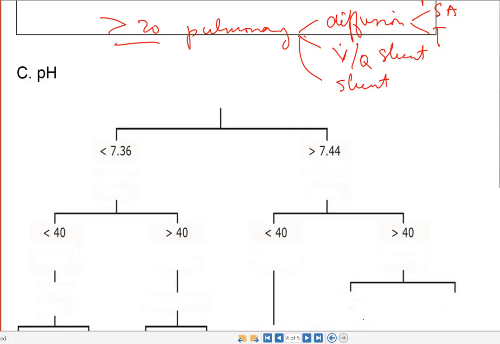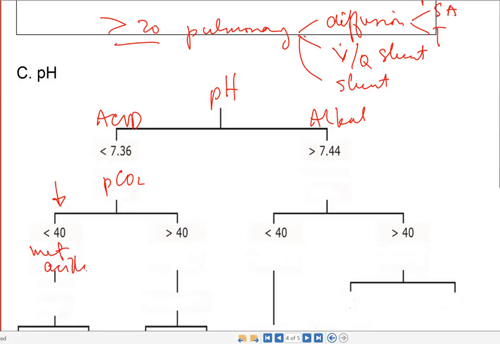Acid base is also determined, so we always, as a matter of convenience, start with pH. So that's going to either give us an acidosis or an alkalosis. After that, it's easiest then just to look at the CO2, because if the CO2 is low, then that's going to be a metabolic acidosis. If the PCO2 is elevated, greater than 40 millimeters of mercury, that's going to be a respiratory acidosis.